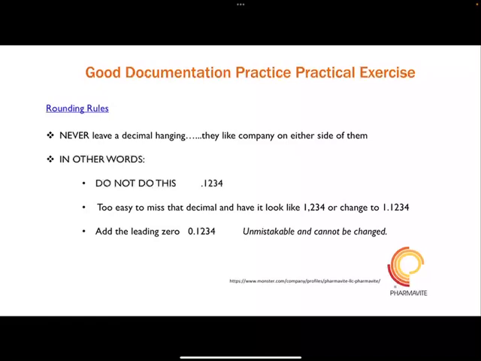Never leave a decimal hanging. They like company on the other side of them. In other words, never write just .1234. It's too easy to change, and it might be mistaken for 1,234, or changed easily, whether by intention or not, to 1.1234. Add that leading zero, and it's unmistakable and cannot be changed.